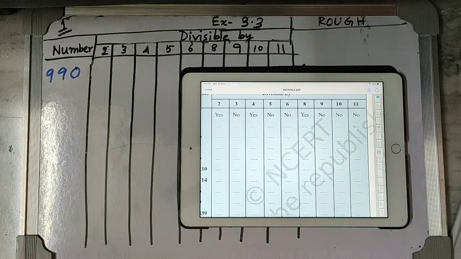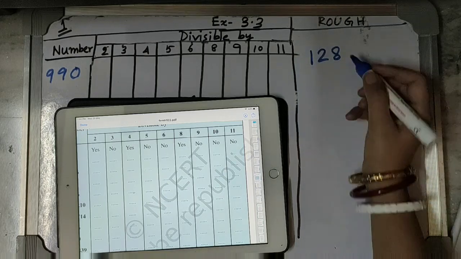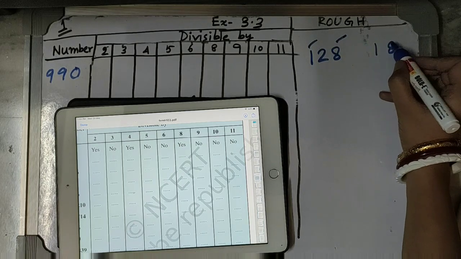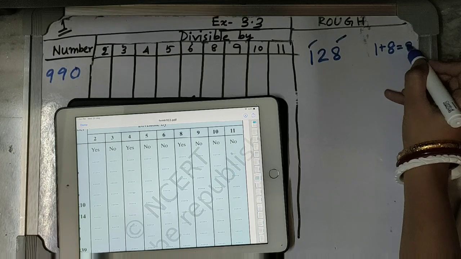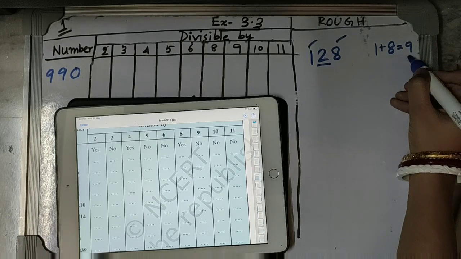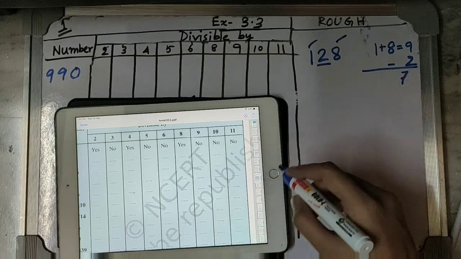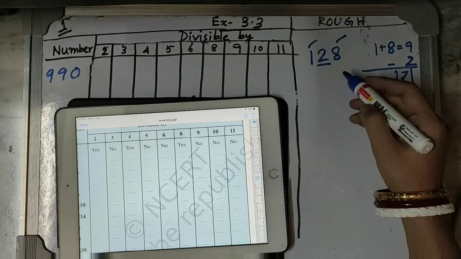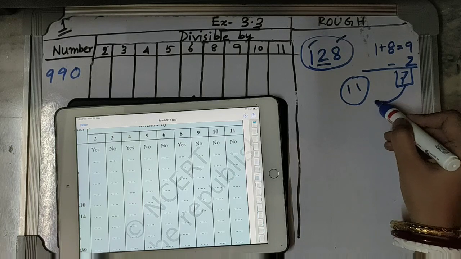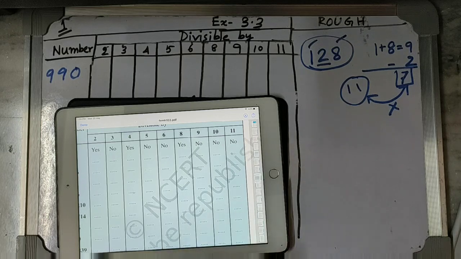In case of 11, first we will check the numbers which are placed at odd places. 1 and 8 are placed in the odd places, we will add them and we are getting 9 as a result. Then the number which is placed at the even place, here it is 2 only. We will subtract these two results. 7 we are getting as our answer. If 7 is divisible by 11, then the number entirely will be divisible by 11, but 7 is not divisible by 11, so the number 128 will not be divisible by 11. That's why here no is written.